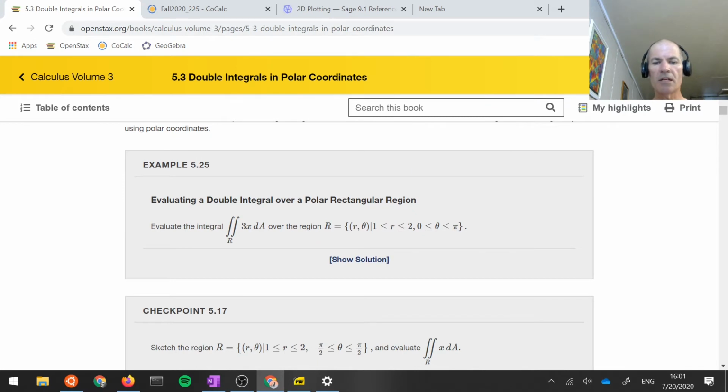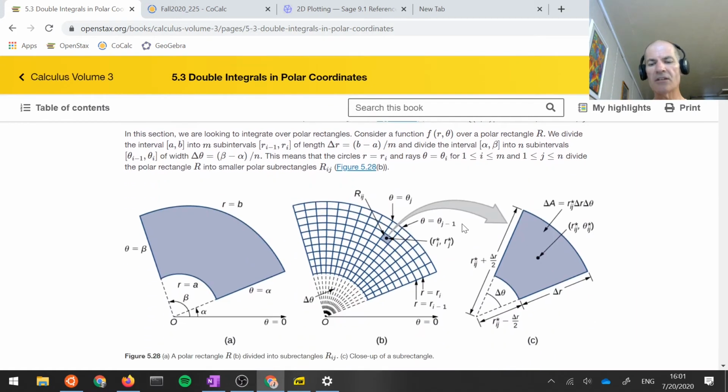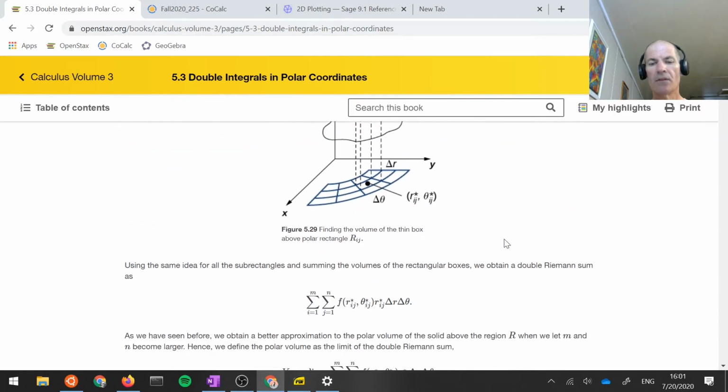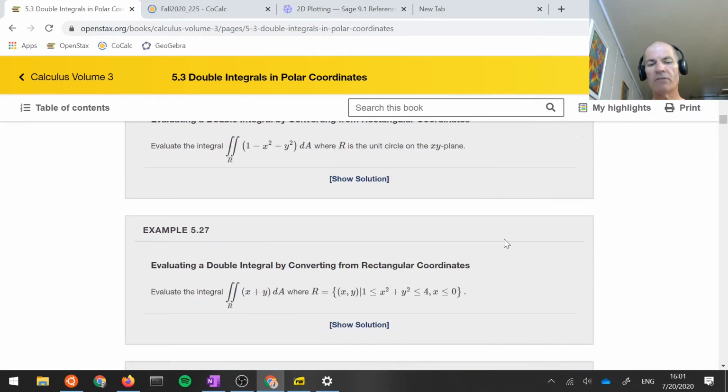If we want to evaluate a double integral over a polar rectangular region, what does that mean? A polar rectangular region is one in which r goes from a constant to a constant and theta goes from a constant to a constant. In such circumstances, the shapes are actually these wedges. So in polar coordinates, this is what we would call a rectangular region. It's what I call a wedge. It's because r always goes from one fixed value to another, and theta always goes from one fixed value to another.